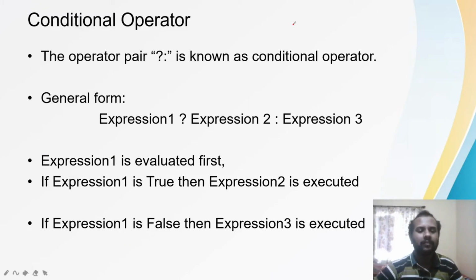Conditional operator. The conditional operator is a ternary operator which has two operators and three operands. The operators are the question mark and the colon. The general syntax is expression 1 question mark, expression 2 colon, expression 3. After that you have the semicolon.